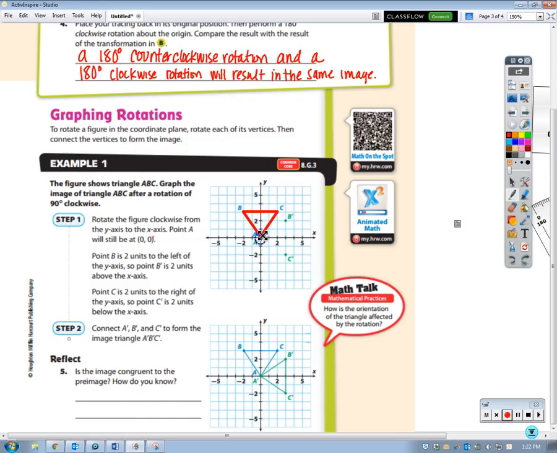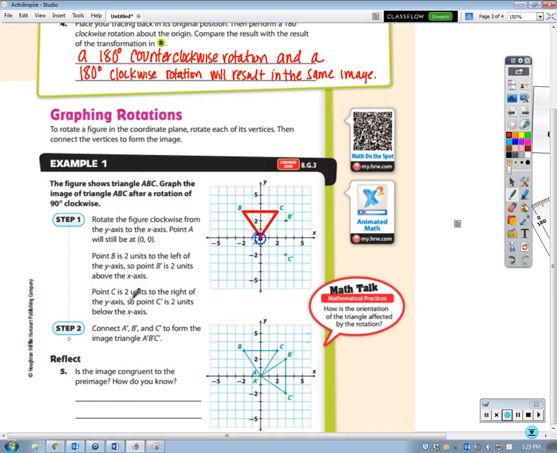It doesn't move. Point B is 2 units to the left of the y-axis, right? So you can see that it's 2 units to the left here. So a 90-degree clockwise rotation would put it 2 units above the x-axis. 2 units to the left here, 2 units above here, right? So you can think that you go up 3 over 2, and you need to reverse that, over 3 and up 2, to get that rotation.